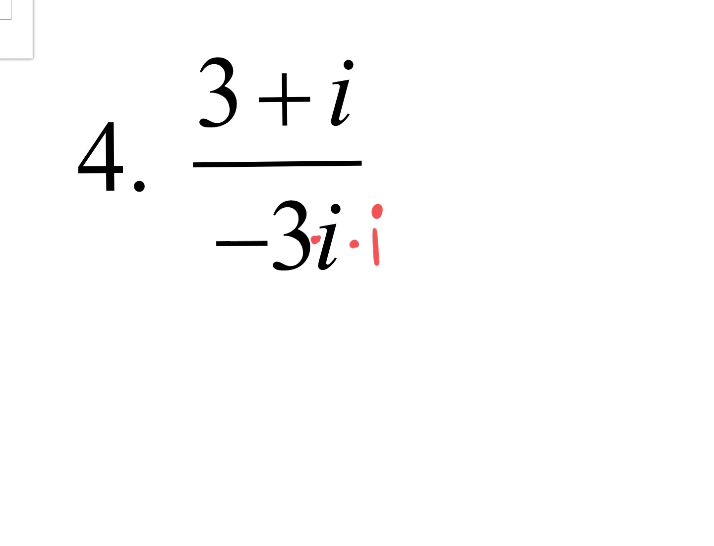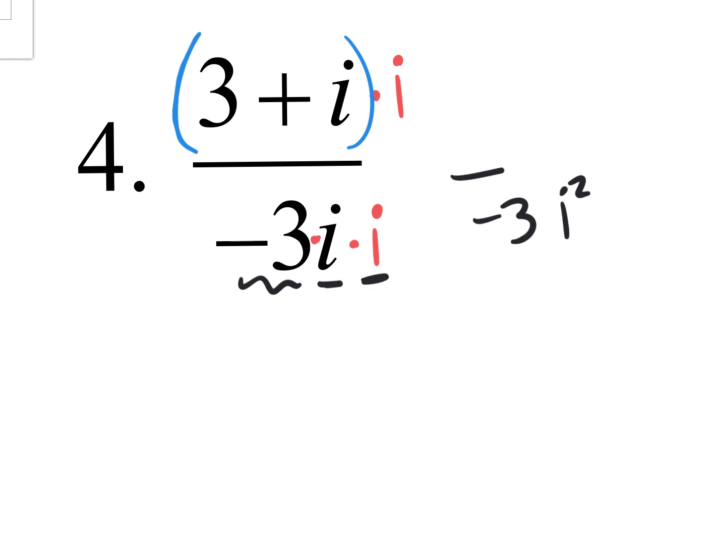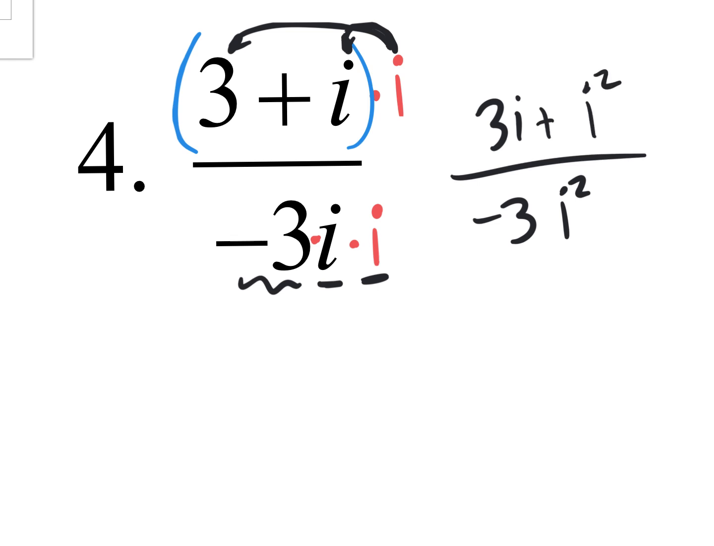negative 1. So I'm able to get rid of a single i by multiplying by one more i. And of course, what I do to the bottom, I do to the top. But up on top, I do have a binomial, so I'm going to have to distribute that i on the top. So on the bottom, I have negative 3, and then i times i is i squared. That's on the bottom. And up on top, I have to distribute i times 3 is 3i. i times i is plus i squared.